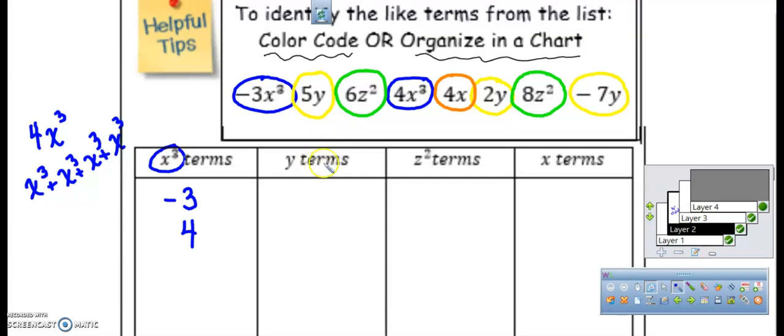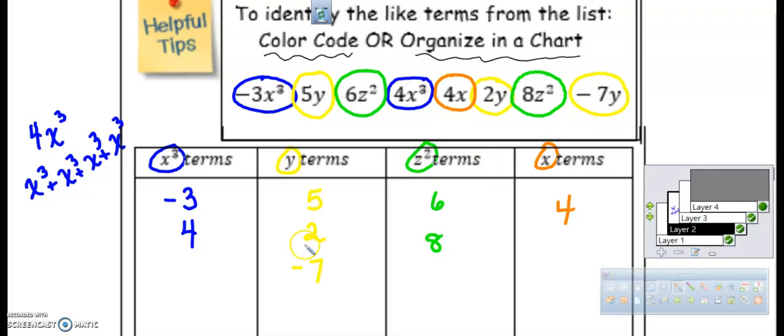And the next I have the y terms. I have 5 y's, 2 y's, and take away 7 y's. So I'm going to write that in the column. I have 5 altogether, then 2 more, and then take away 7. In my z squared, I have 6 of them here and then 8 more of them. So I have 6z squared and 8z squared. And in my final column is the x term. I'll just indicate colors above those real quick so we can see where those numbers are coming from in our chart from above. And my x term, I have 4 x's.